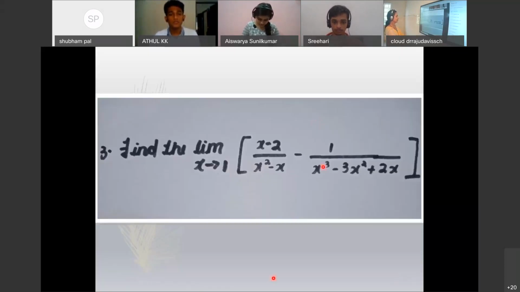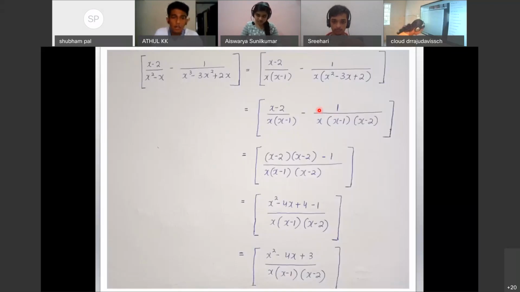Now we'll move on to the third question. The third question is a little bit different because the function given is not exactly in the rational form. So our first step will be to convert it into the rational form, which is exactly what we are doing here. So in order to convert it into the rational form, in the first term, that is x minus 2 by x square minus x, in the denominator, we take an x common.